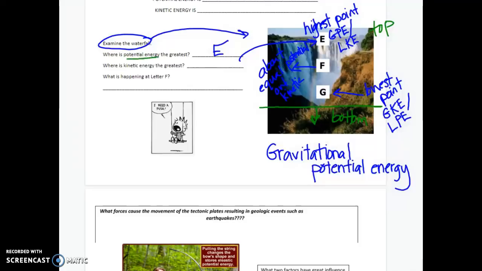Where is the kinetic energy the greatest? We've already labeled that as well. That's at the lowest point right before it hits the water, so it's going to the lake or the reservoir. It's going to be G.